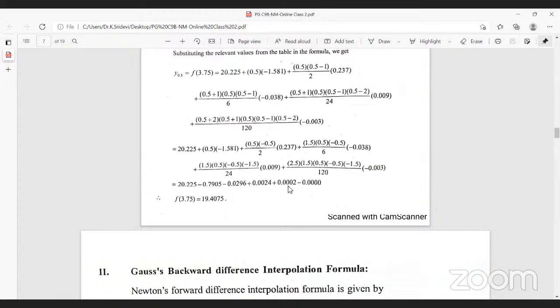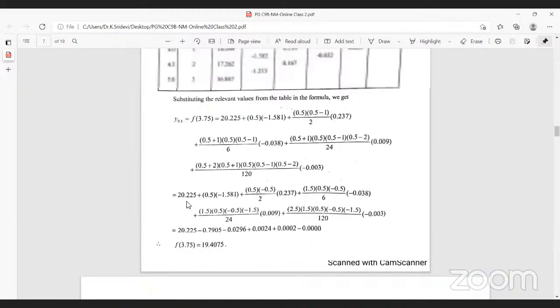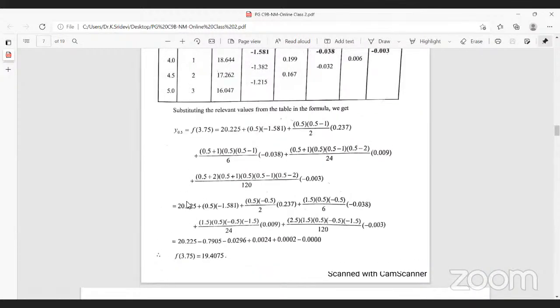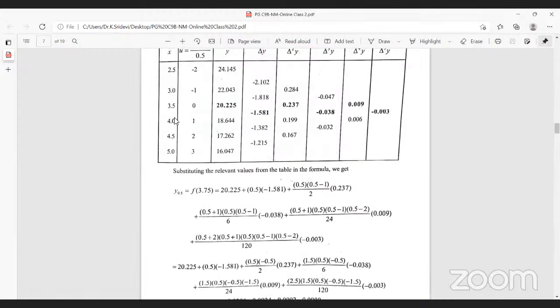This value will come like this, and this value will come minus 0. And totally simplify this value. Finally, you get the value 19.4075. Where is 3.75? 3.75 lies between 3.5 and 4.0.